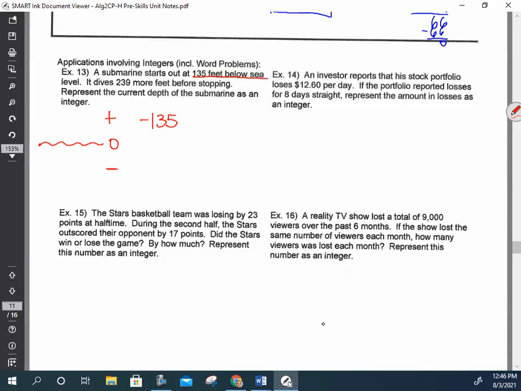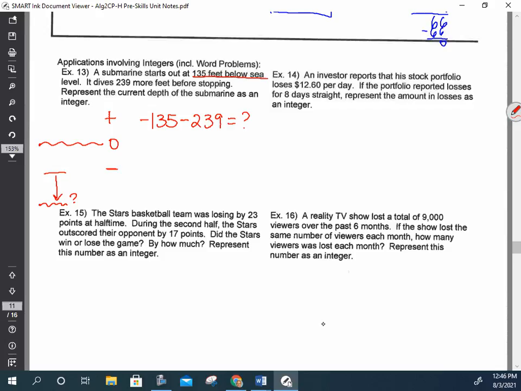It dives 239 more feet before stopping. So if you're already below sea level and you're diving farther down, that means you're subtracting more feet. You're going lower into the ground. So that's minus 239. So now we're trying to figure out what is the current depth of this submarine. So we're solving negative 135 minus 239.